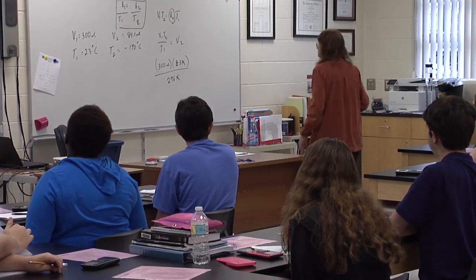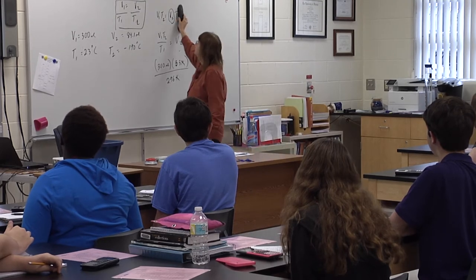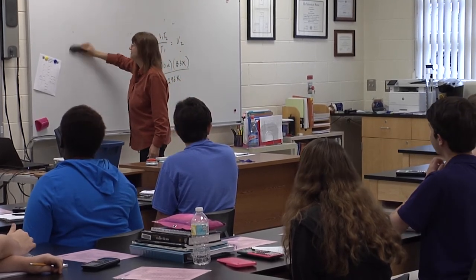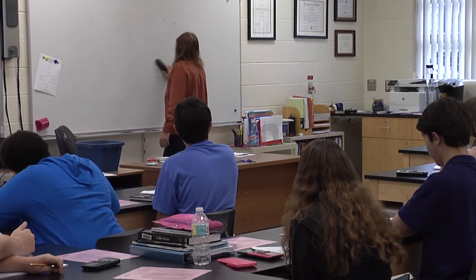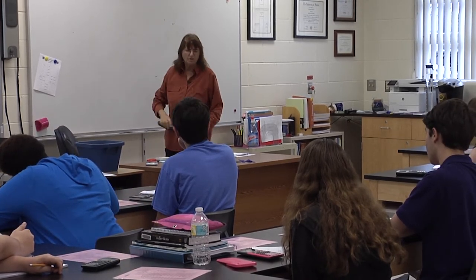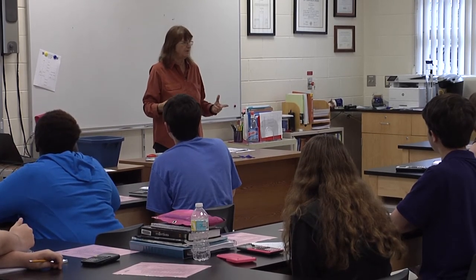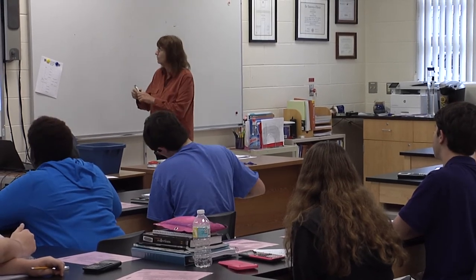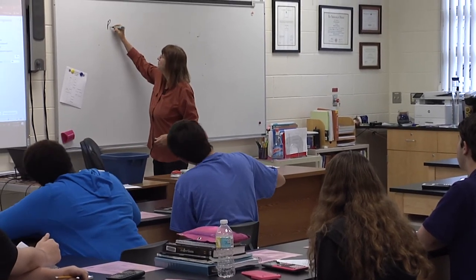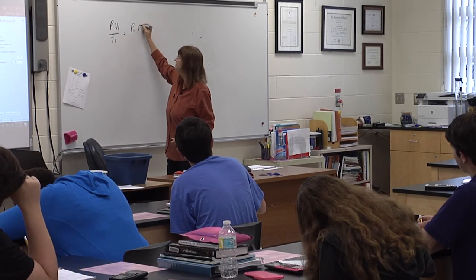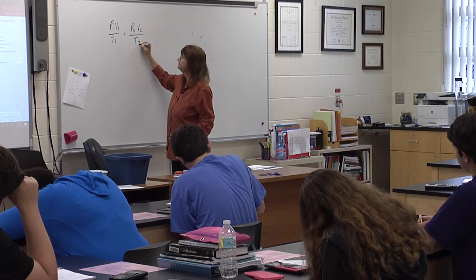I have such respect for you guys that I'm going to give you a real challenge one now. And because it's a real challenge one, I want you to do best practices. I want you to take the equation, solve it algebraically before you put any numbers in there, because you're going to get confused if you don't. Your overall equation is P1 V1 over T1 equals P2 V2 over T2.